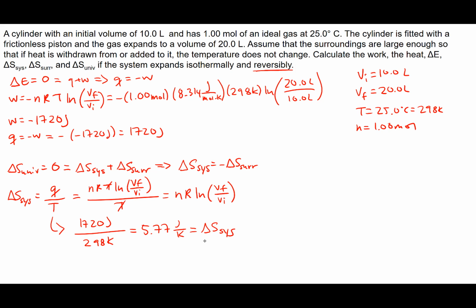And then because we know that delta S of the surroundings is equal to negative delta S of the system, we can easily say delta S of the surroundings is equal to negative delta S of the system. So that will be equal to negative 5.77 joules per Kelvin. And so that's how you calculate those 6 different components of this problem.